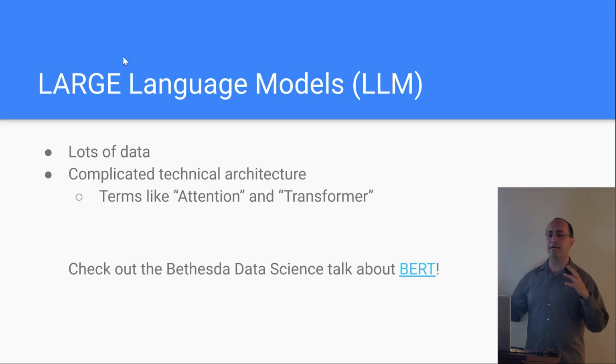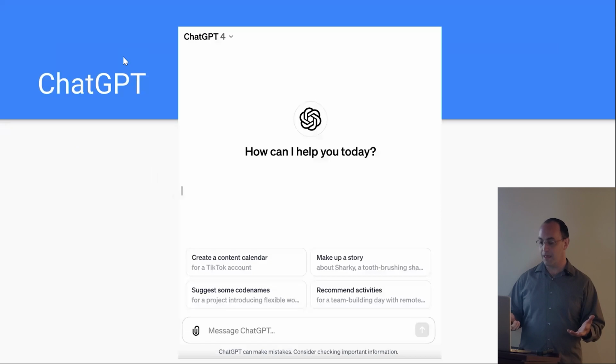There's a lot of complicated terminology that you might hear if you look at large language models, like attention and transformer. I'm not going to be talking about that in this talk, but about a year and a half ago, there was a talk about BERT at the Bethesda Data Science Meetup. So you can link to some of the slides there if you're interested in learning more.